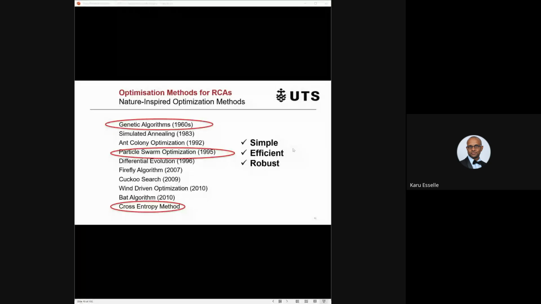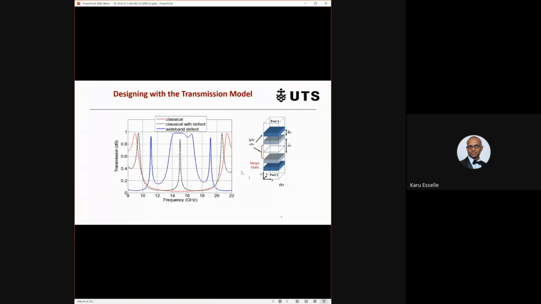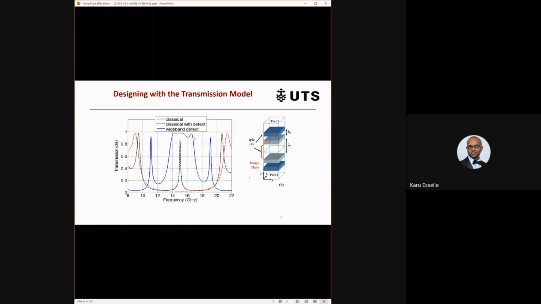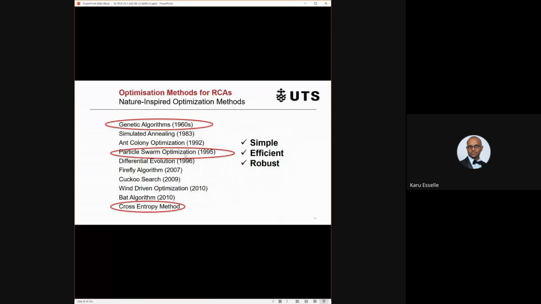Okay, optimization of resonant cavity antennas. We have applied three optimization methods. Actually, this has another antenna that was designed using the waveguide model that has very wide bandwidth, a wideband antenna. But let's talk about the optimization now.